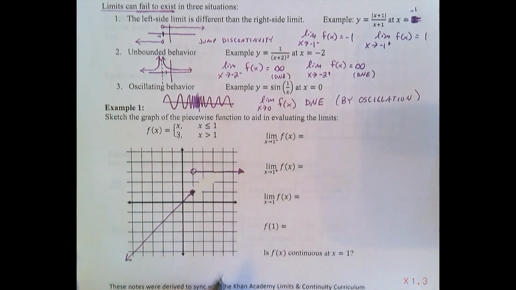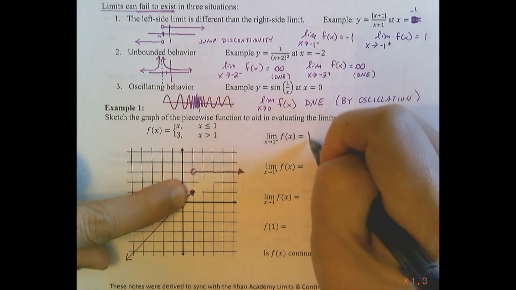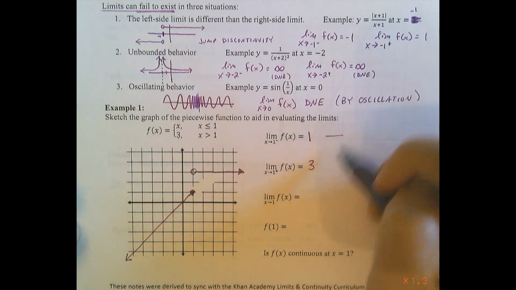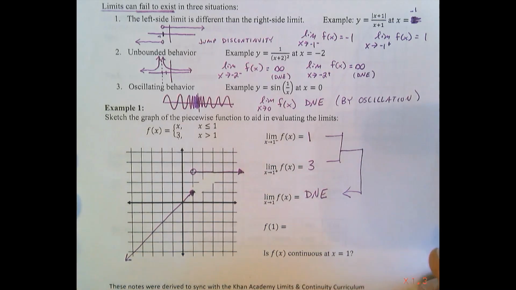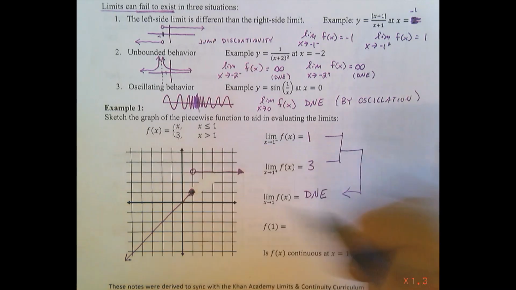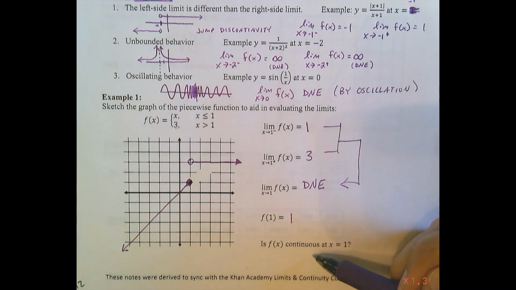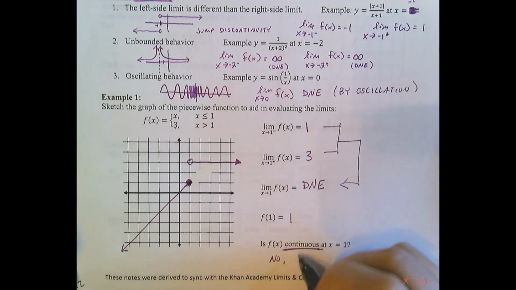So now that we've graphed the piecewise function, evaluating these expressions is pretty easy. As we approach 1 from the left, we get an answer of 1. As we approach 1 from the right, we get an answer of 3. Because these values disagree, the two-sided limit or the general limit does not exist. F of 1 does, however, exist. It's the closed circle. F of 1 is 1. And then the big idea that keeps coming through here is, is the function continuous? These four numbers are not the same. No. We could say the left limit does not equal the right limit.